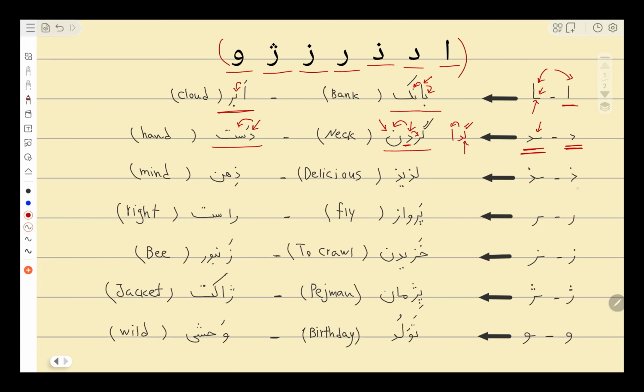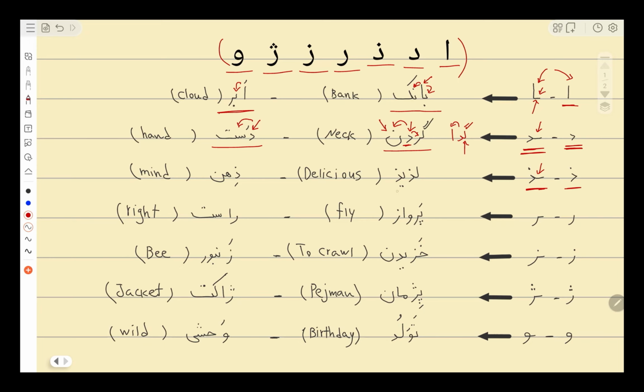The next letter is the letter Zal. It also has two shapes, the normal shape on its right and the connected version of Zal. And here you can see as well that there is this small line which indicates that you can connect this letter to the letter on its right side.